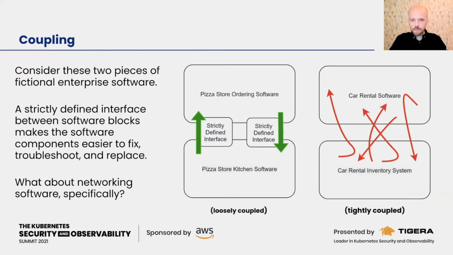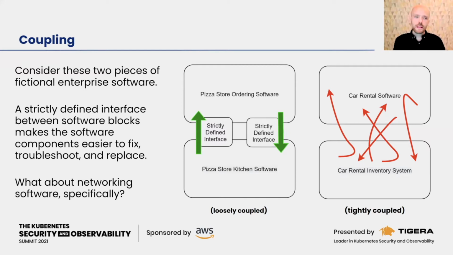We've got a pizza store system with an ordering stack and a kitchen stack, and we've got a car rental system. There's a front end and an inventory module. Now, the pizza store system has a strictly defined interface between the ordering software and the kitchen software. That means that in order for those two pieces of software to communicate, they have to send strictly defined messages. You can consider it like two teams in an organization that have to pass notes on formal headed paper before they can share information. The car rental software, in contrast, the two modules can reach in and take data from each other. So the car rental software is tightly coupled and the pizza store software is loosely coupled.